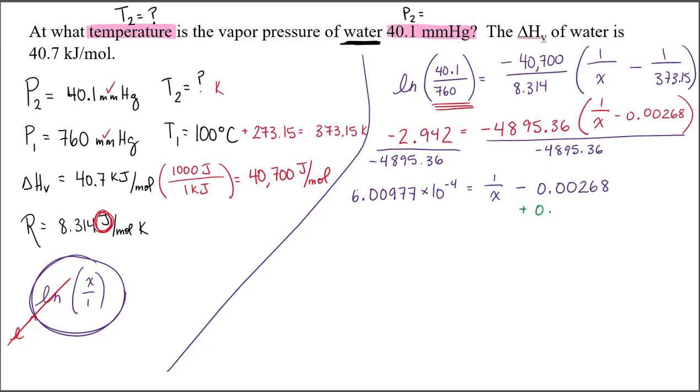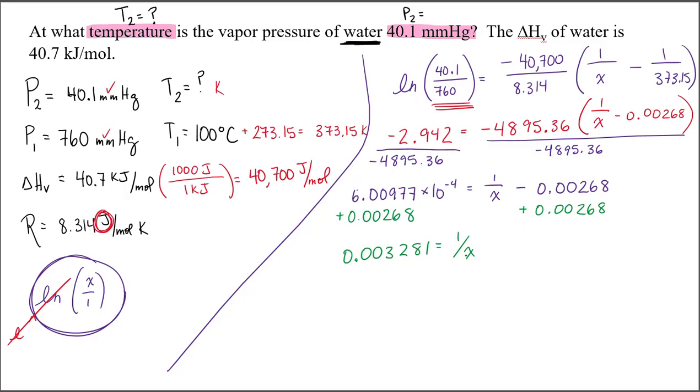We're going to add 0.00268 to both sides. That plus 6.00977 times 10 to the negative fourth gives 0.003281 equals 1 over x. Check it out. Ain't that pretty?